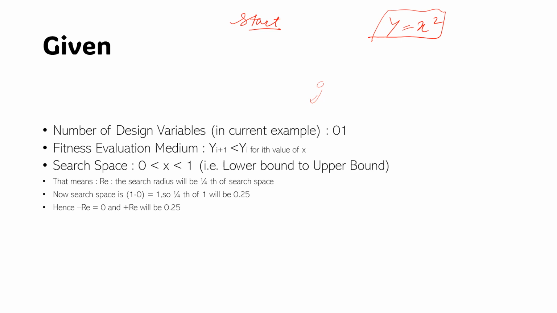This is j. J is the number of variables. Here there is only one variable, so j will be 1. But it may happen that there are multiple variables, suppose x1 squared plus x2 squared plus x3 squared. If there is more than one design variable, then j will be 1, 2, and up to n.